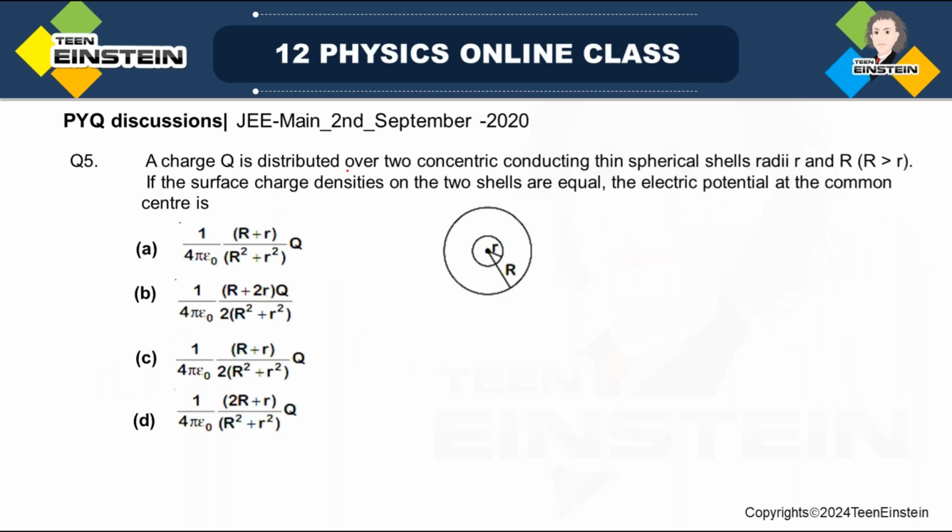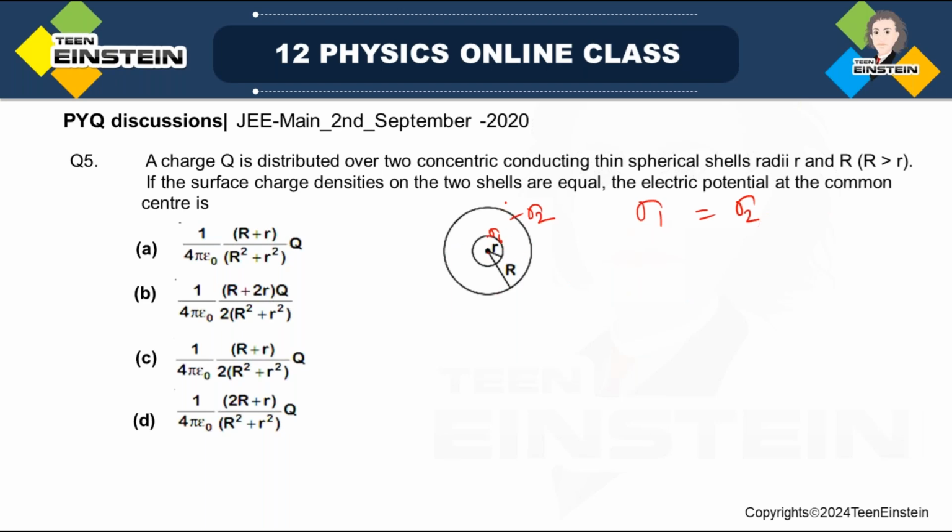A charge Q is distributed over two concentric conducting thin spherical shells. You can see that this is a spherical shell having inner radius small r, and the outer radius is capital R. So R is obviously greater than small r. If the surface charge densities on the two shells are equal, like say on this surface sigma 1 and on this one sigma 2, then sigma 1 is equal to sigma 2. The electric potential at the common center we have to find out.